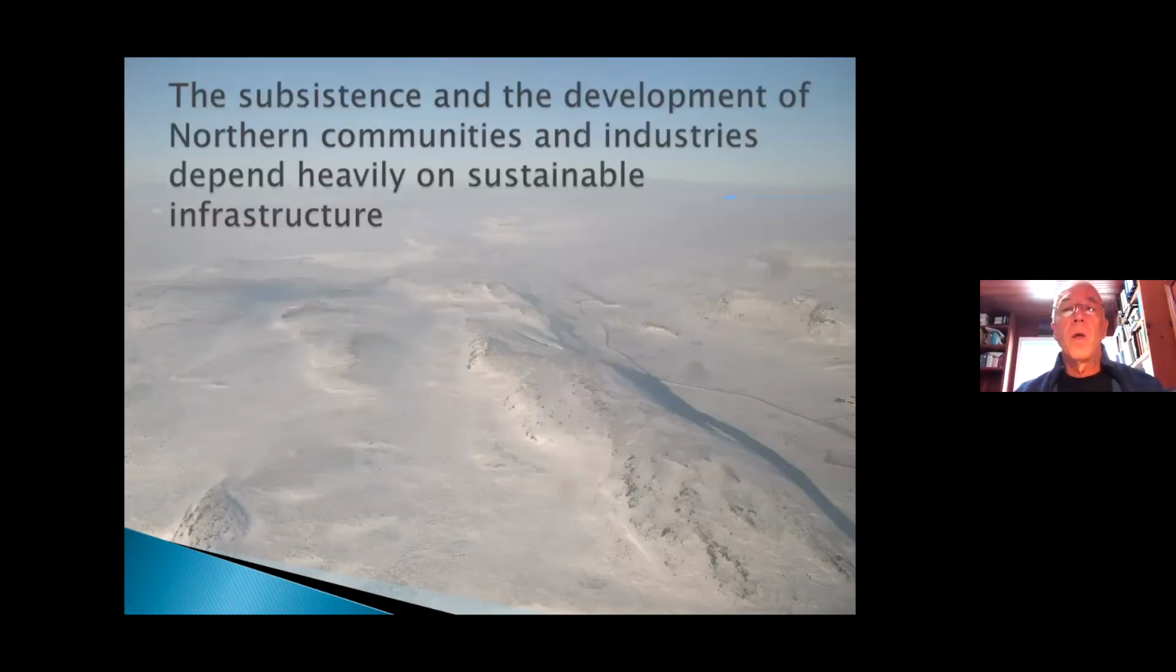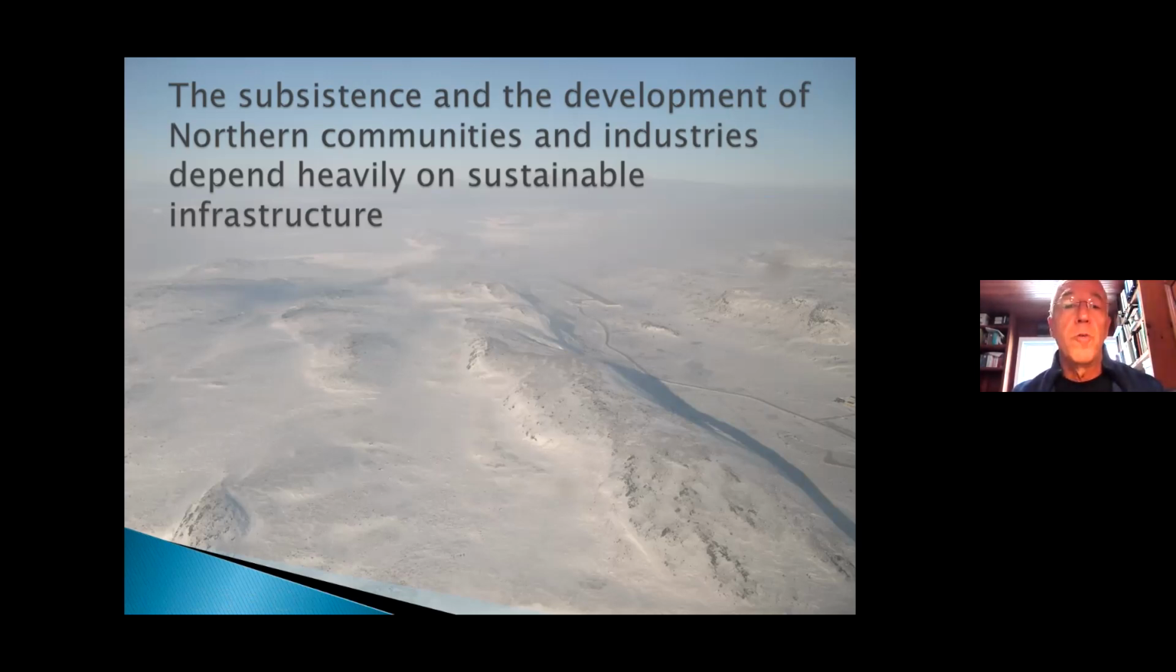Of course, the development of northern communities and industry, as you can imagine, depends heavily on sustainable infrastructure. You see on the slide here the airstrip and the access road, which is the basic link for most communities in the north. It's the only link that allows them to have year-round access to their community and to the rest of Canada.